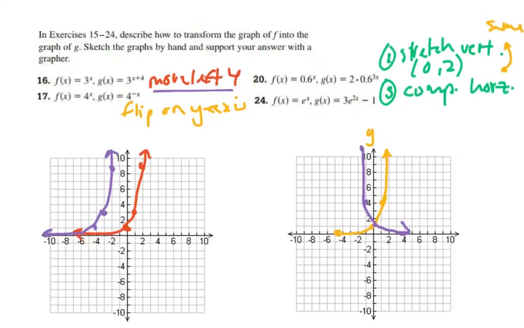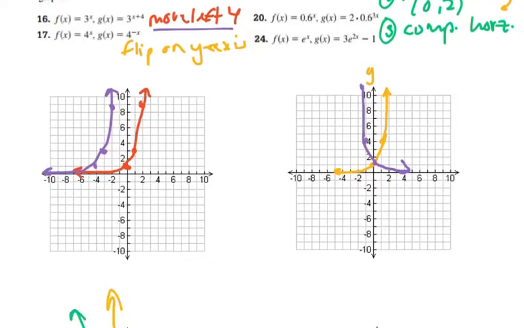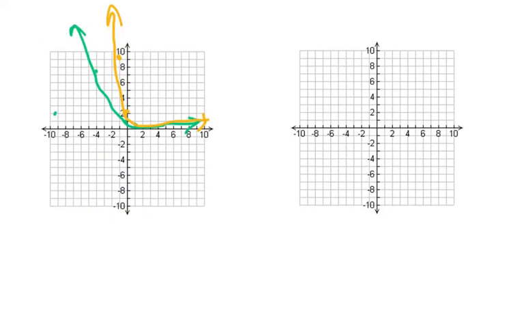Alright, and then our last one here, we have e to the x, and then 3e to the 2x minus 1. Yikes, okay. So the 3 value is going to end up making this vertically stretch.